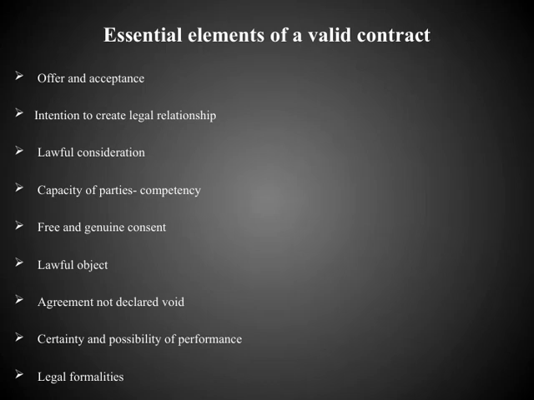Let's take a closer look at the essential elements of a valid contract. First, we have offer and acceptance, which are the foundation of any agreement. An offer is when one party proposes terms, and acceptance is when the other party agrees to those terms. Both must align clearly for the contract to be valid. Next, there's the intention to create a legal relationship. This means both parties genuinely intend for their agreement to be legally binding, not just a casual or social arrangement. Without this intention, the agreement might not be enforceable.